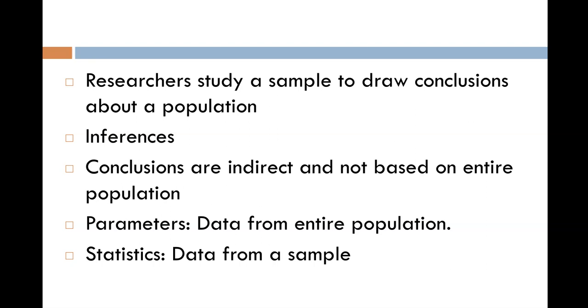If you have data from the entire population, so the data from the census will be called the parameters. The data from a sample in a research study is statistics.